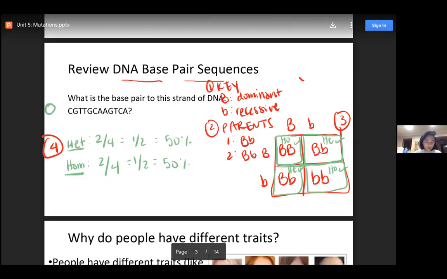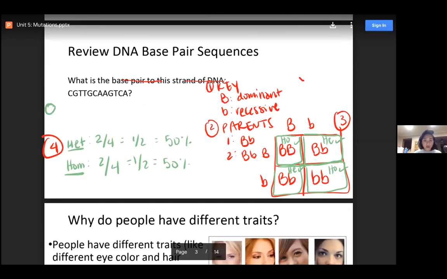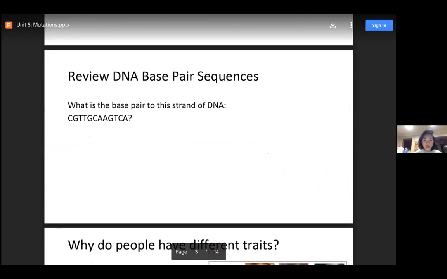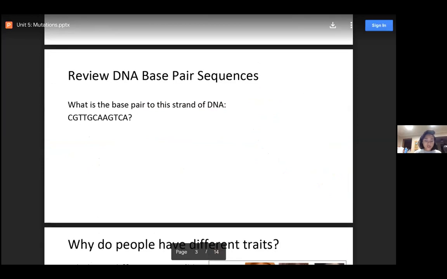Let's keep going. Today we are going to talk a lot about DNA base pairs. So let's practice that before we start our mutations lesson. Today your CFU is going to be, what is the base pair to this strand of DNA? You're going to type it into the box, but first let me get you started with some steps.